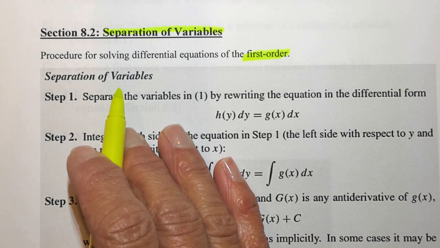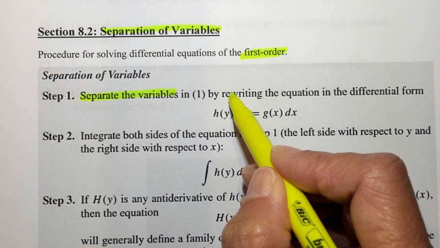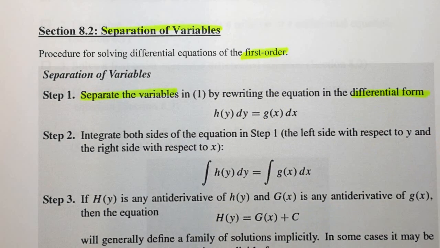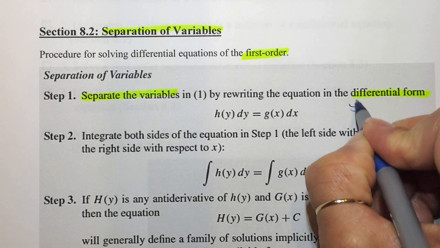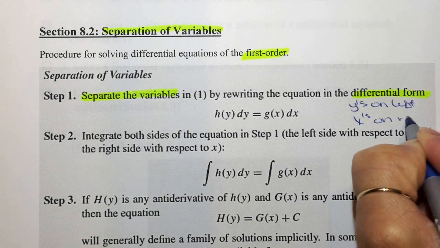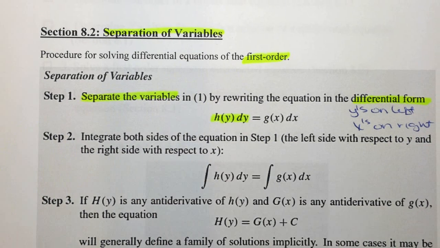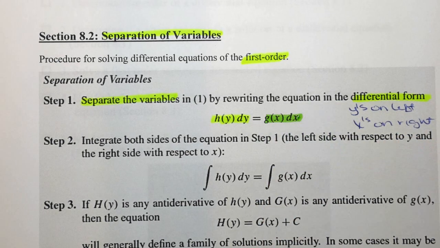So the first thing that you want to do is separate the variables, okay, by rewriting the equation in the differential form. And what that means is you're going to get all the y's on the left and the x's on the right. Okay, so this is what they have in their notation here. Your y's are on your left and your x's are on the right.